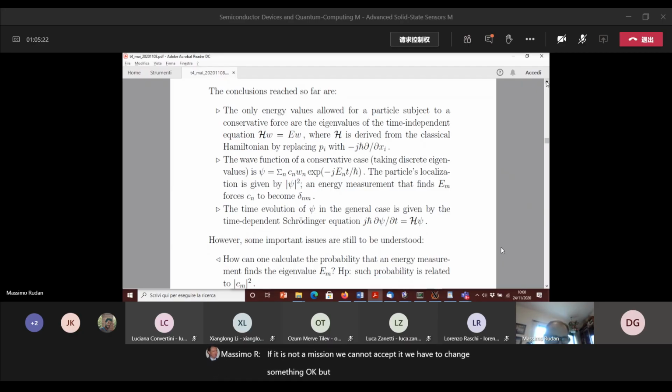But now it is 10. So we stop for 10 minutes and we shall continue on this line in 10 minutes.